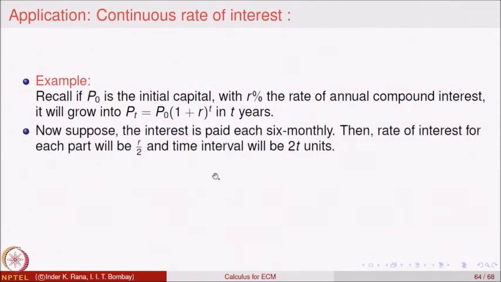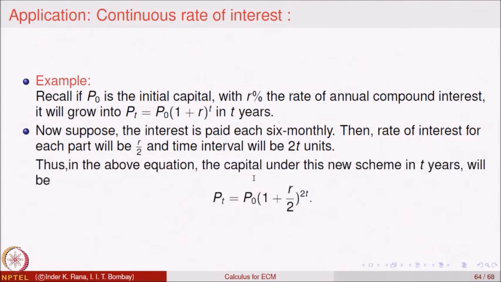Supposing the bank or wherever the interest is given applies the interest rate every 6 months. That means we have to break the year into 2 parts, so r by 2. So, the time interval will be 2 units, and the rate of interest will be half. So, Pt will become equal to this, right? That is how we will come to it if the rate of interest is applied half yearly. Okay, it is applied every 6 months.